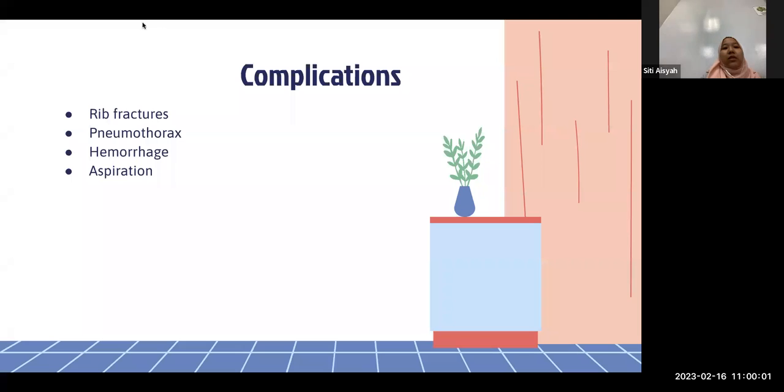Okay, so these are the complications from the CPR that might happen. But as mentioned by Nurin before, usually if the CPR is done properly and correctly, there will be no complication. So the complications can be rib fractures, pneumothorax, hemorrhage, and aspiration. So I think that's all from us.